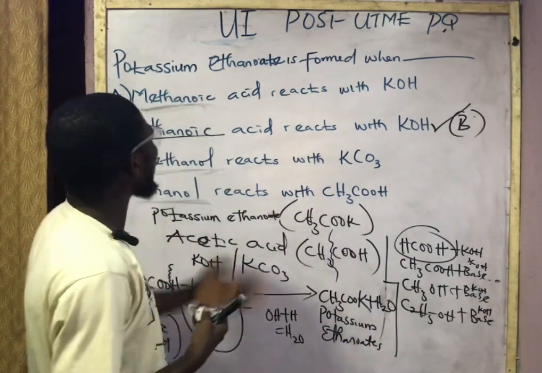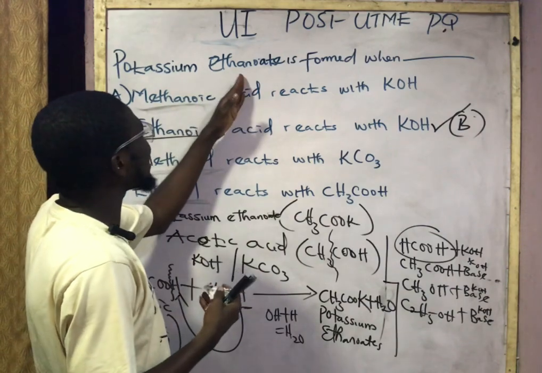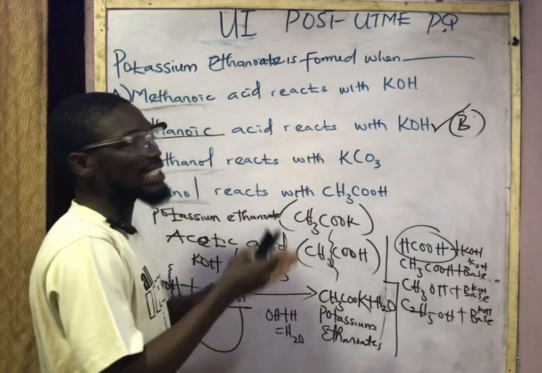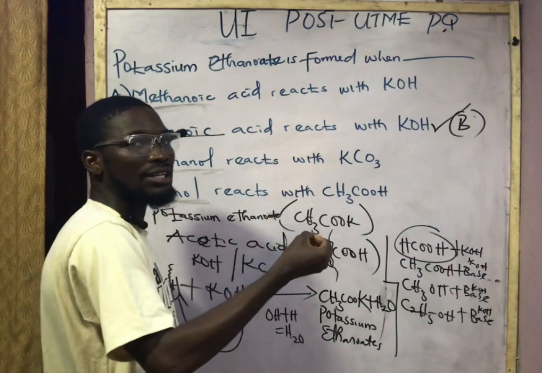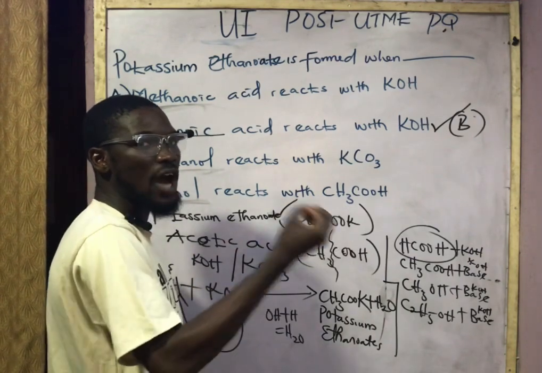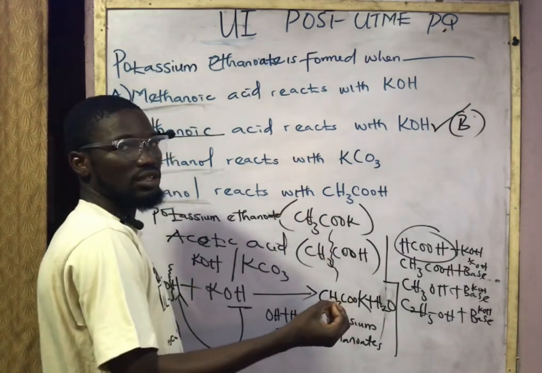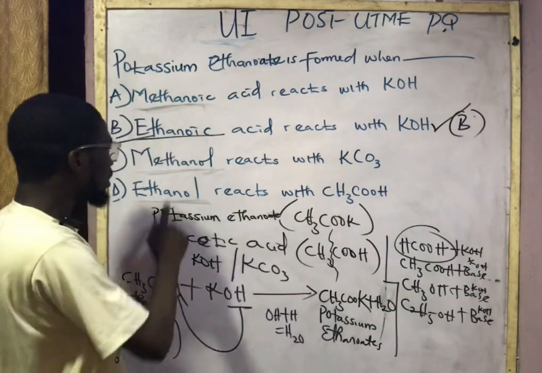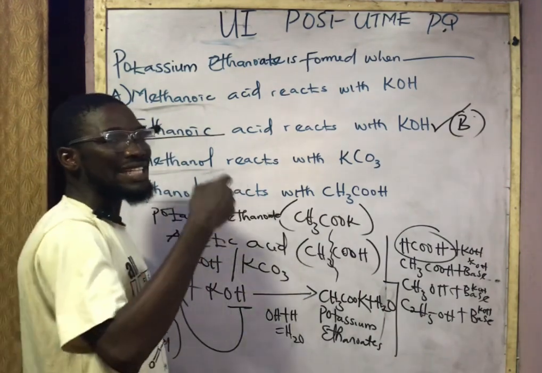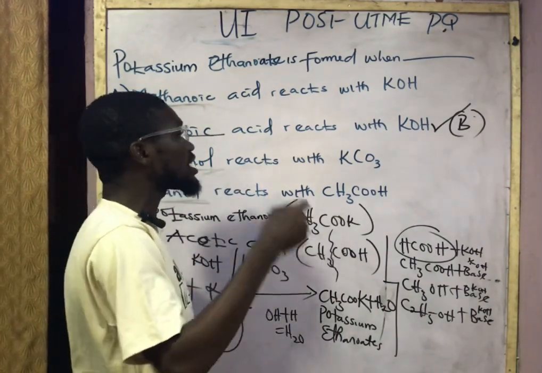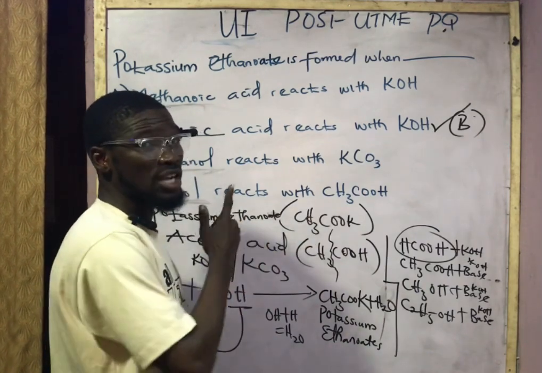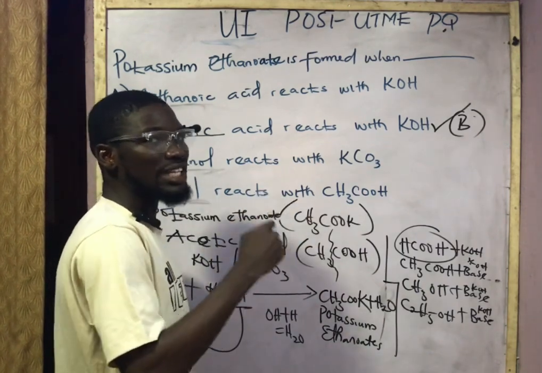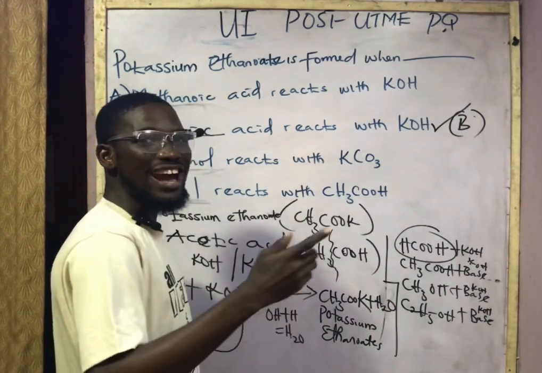So they can ask you that potassium ethanoate and water is formed from where? It's formed from the combination of ethanoic or acetic acid reacting with potassium hydroxide. Take note, they might not use ethanoic acid; rather, they will play with acetic acid.